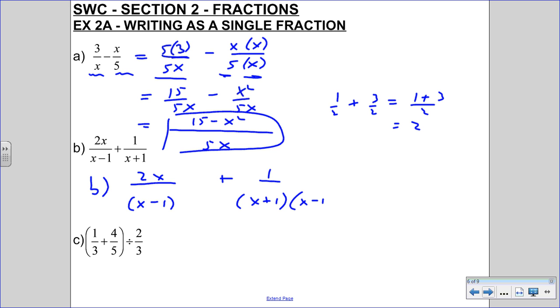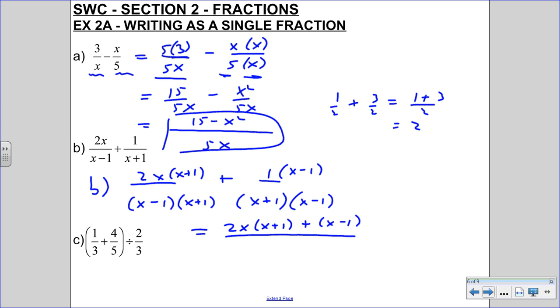Part B. Again, this bottom one has an x take 1, but this one on the right doesn't. So I need to times by x take 1, times by x take 1. Careful with the brackets, right? You must have brackets, otherwise it doesn't mean what you think it does. This one's missing an x plus 1. So I need to put an x plus 1 on there as well. Okay, now they have a common denominator, so I can put them together. Okay, it's not simplified yet.